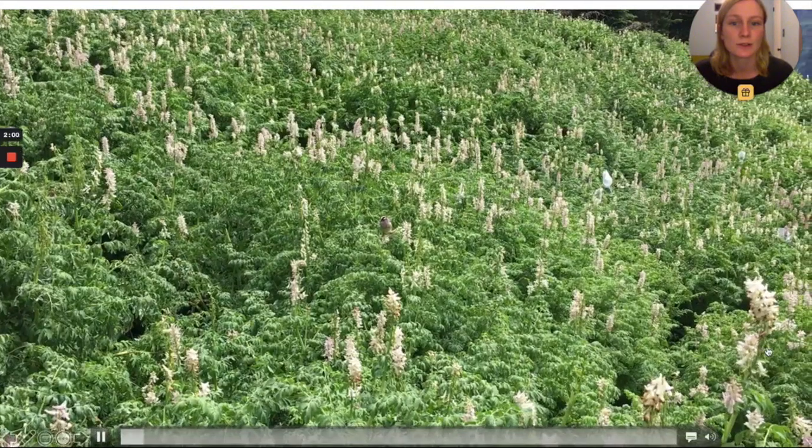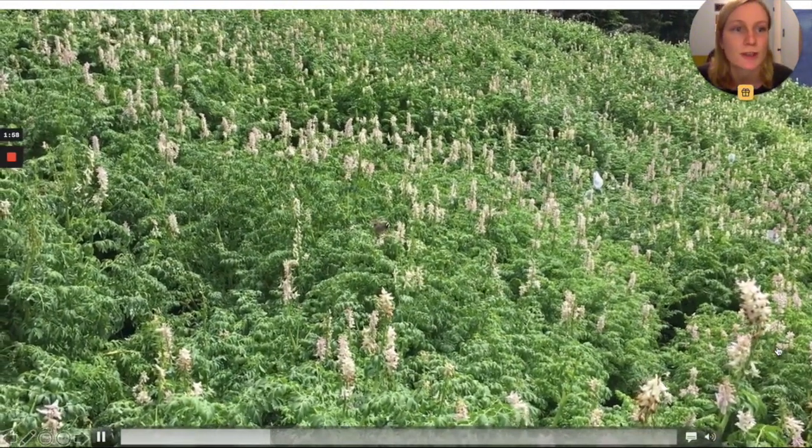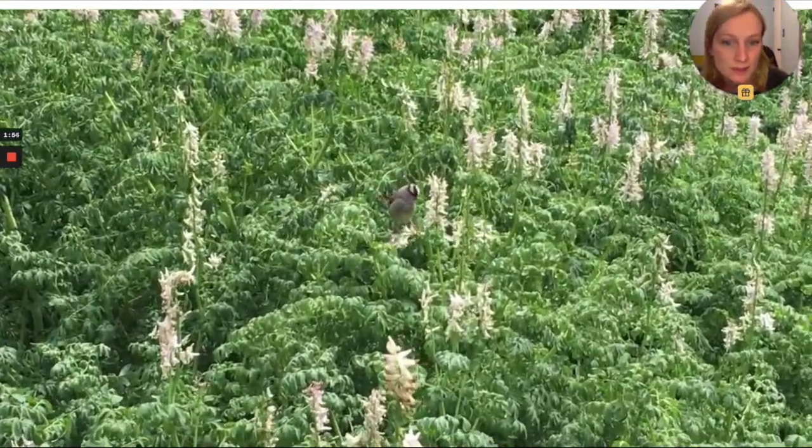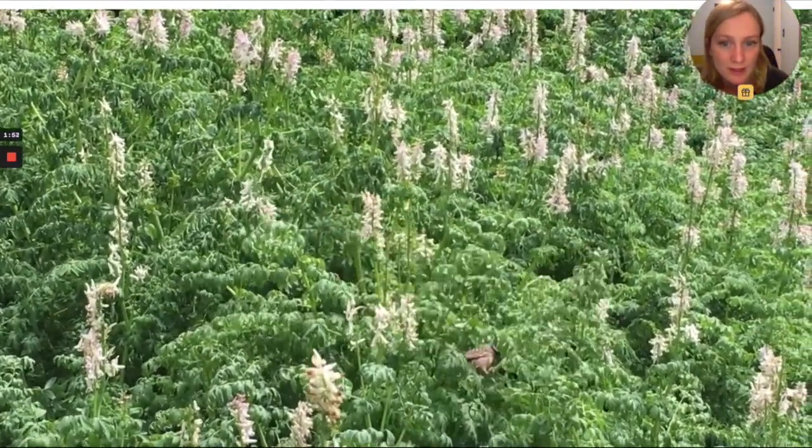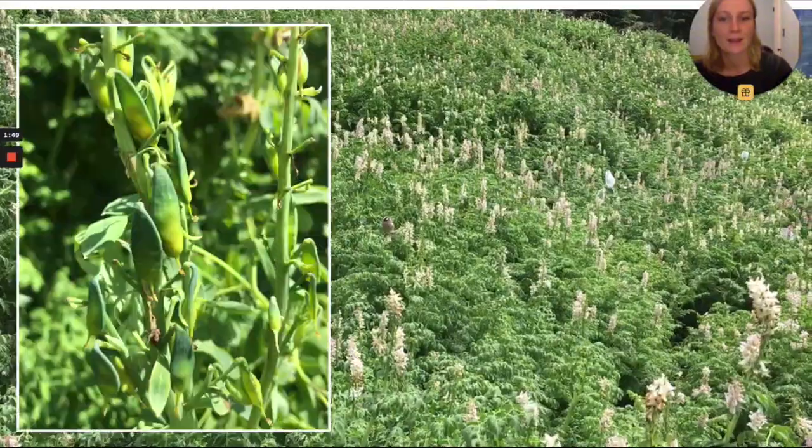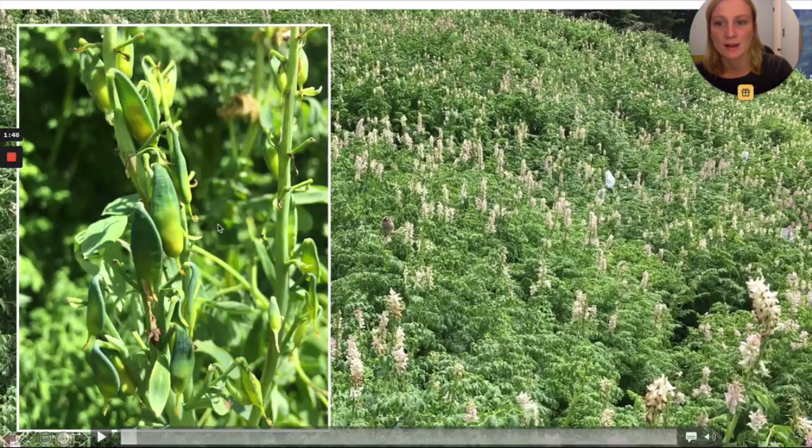Ideally, pollination will lead to seeds being formed, which are then dispersed by animals such as this bird, which is visiting the plants to look for seed pods. And you can see the seed pods of Corydalis here, so this is the ideal outcome of pollination for Corydalis.